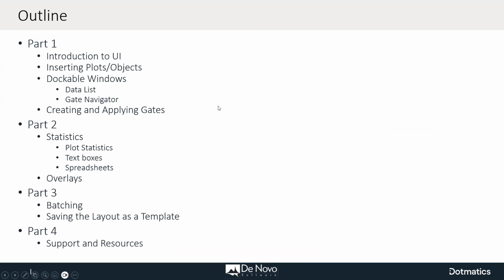All right, so this is our outline for today. The first part, we're going to go through an introduction to the UI. We'll insert some plots and objects. We'll talk about some dockable windows, so that's like your data list and your gate navigator, and how to create these gates. Part 2 will be statistics. So we'll go through how to do plot statistics. We have spreadsheets, we have text boxes. So I'll go through a little bit of that, and then how to do an overlay. And then we'll do some batching, saving it as a layout, and then I'll talk about some resources and support for this.